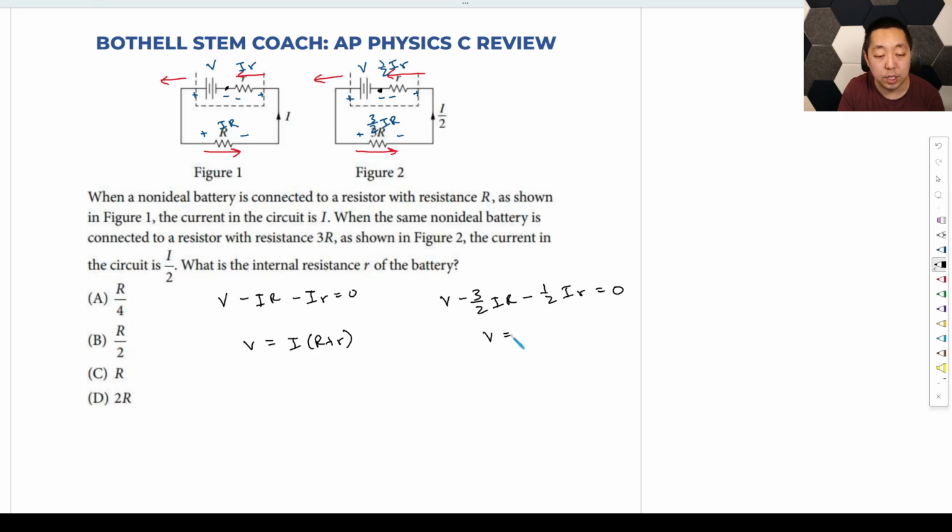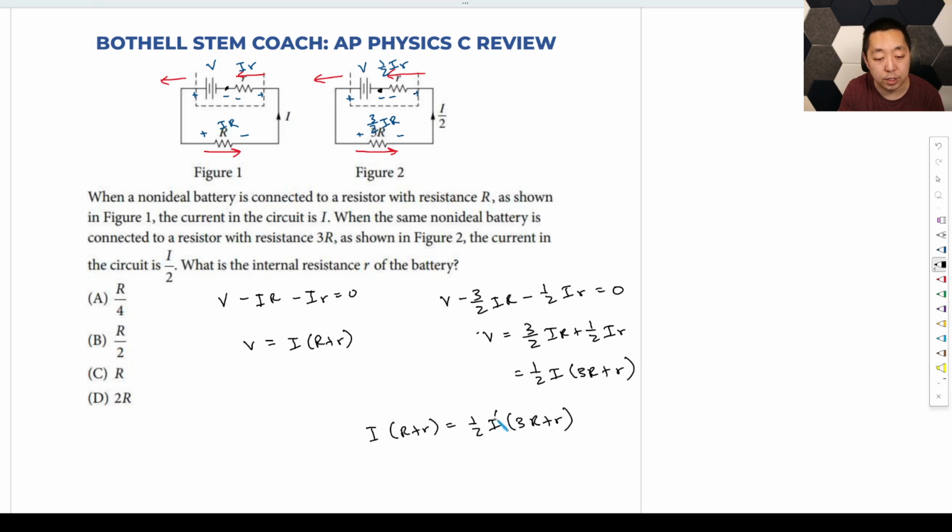So then the voltage here has to be 3 halves IR plus 1 half I little r. And again, this is the same voltage across the battery. If you factor out 1 half I, you get 3R plus little r. So those are going to be equal to each other. I times R plus little r is going to equal 1 half I times 3R plus little r.